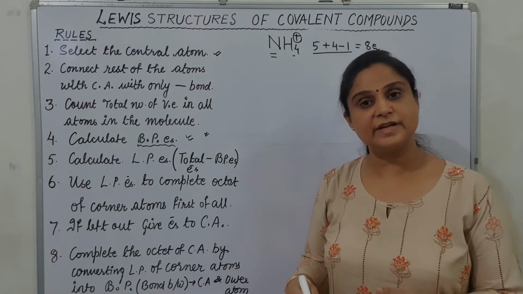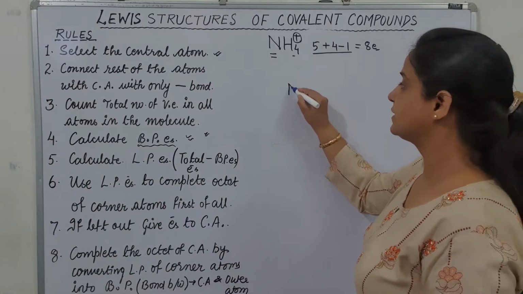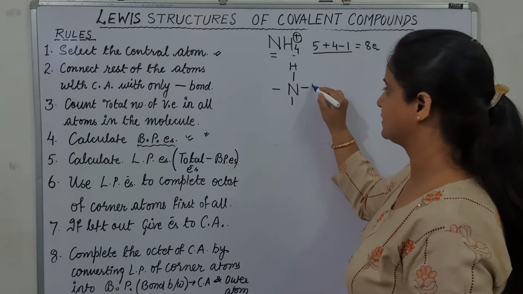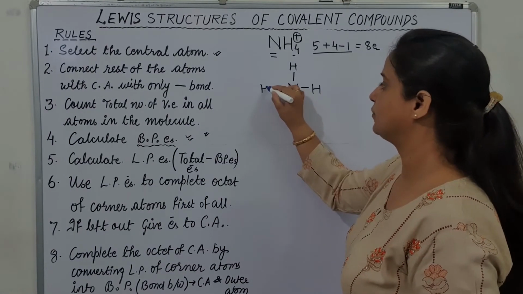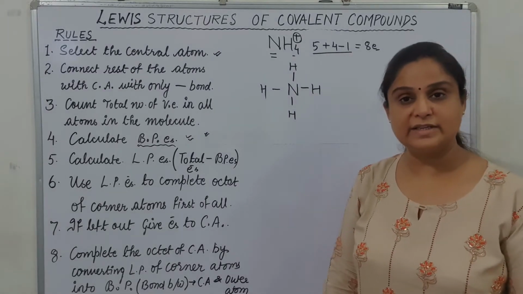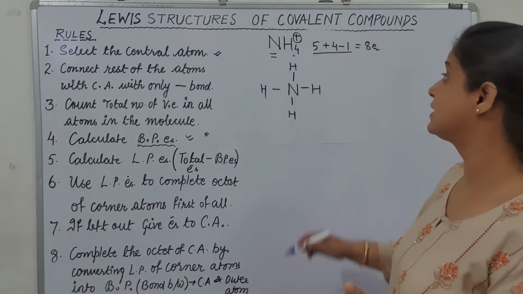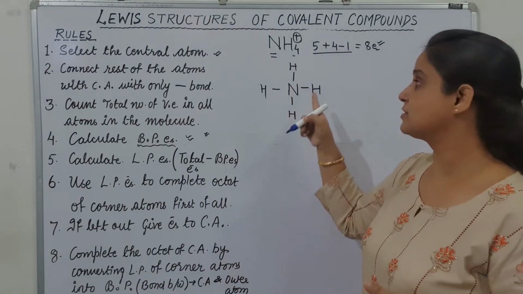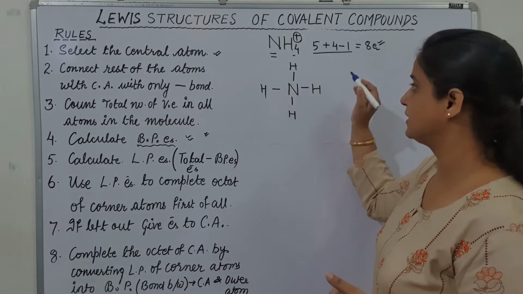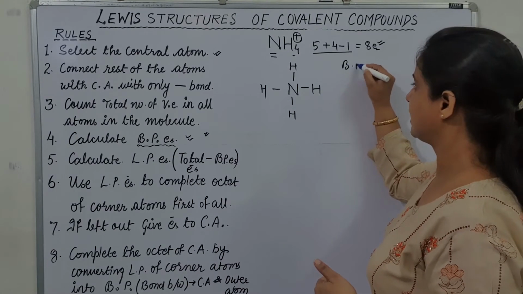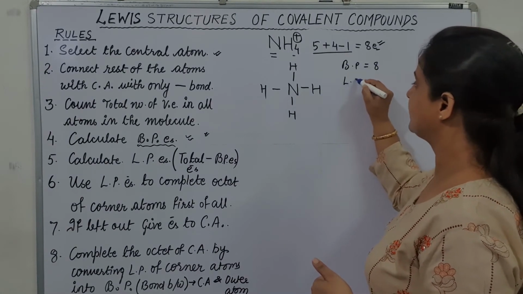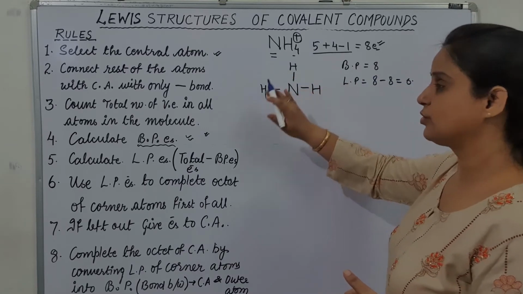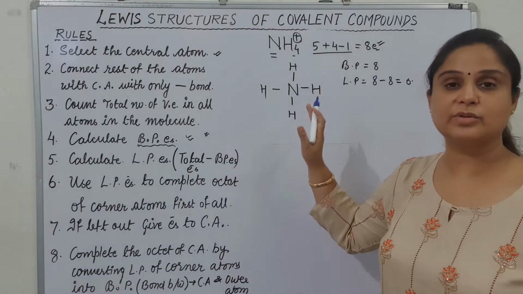The rest of the things will remain same, that is I am going to connect this nitrogen with 1, 2, 3, 4 hydrogens from all 4 sides. Okay. Now the next step is count the number of valence electrons. You have counted it. Count the number of bond pair electrons. 1, 2, 3, 4, 5, 6, 7, 8. Means bond pair electrons are 8. So lone pair electrons will be 8 minus 8, that is 0. That is why there is no lone pair electron present on the nitrogen.